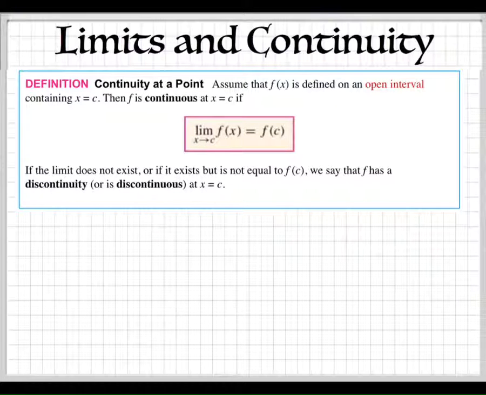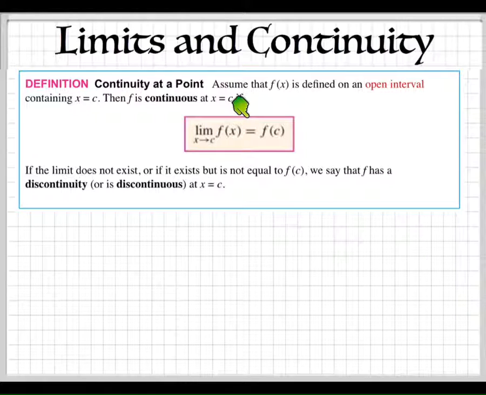Okay, to start us out, since we're talking about continuity, I thought I would throw up a definition of continuity. This is really kind of mathy and wordy. It says, assume that f of x is defined on an open interval. So we have a function, and it contains c. C is just on this graph somewhere. There's an x value that is c. Then f is continuous at x equals c if this is true.